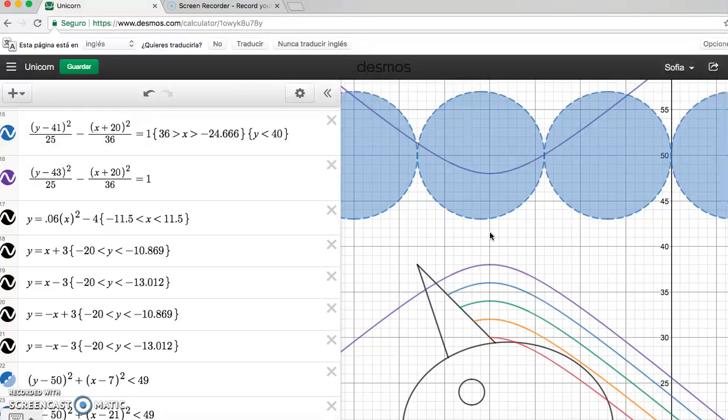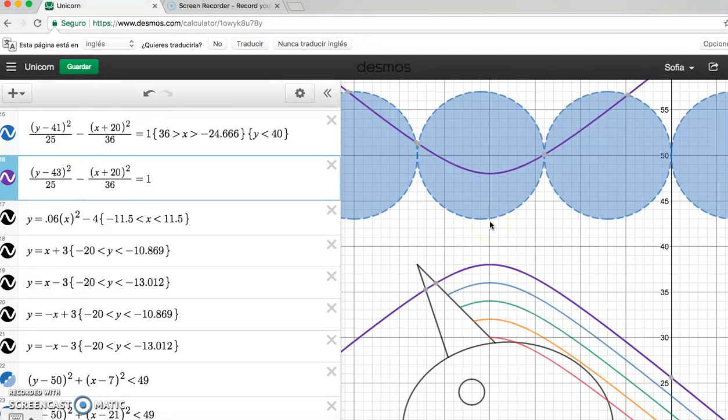If you do 43 plus or minus 5, which is the square root of 25, that's 5 up and 5 down. It's going to give you right here, which is 48, which is 43 plus 5, and 38, which is 43 minus 5. And they are both at x equals negative 20.